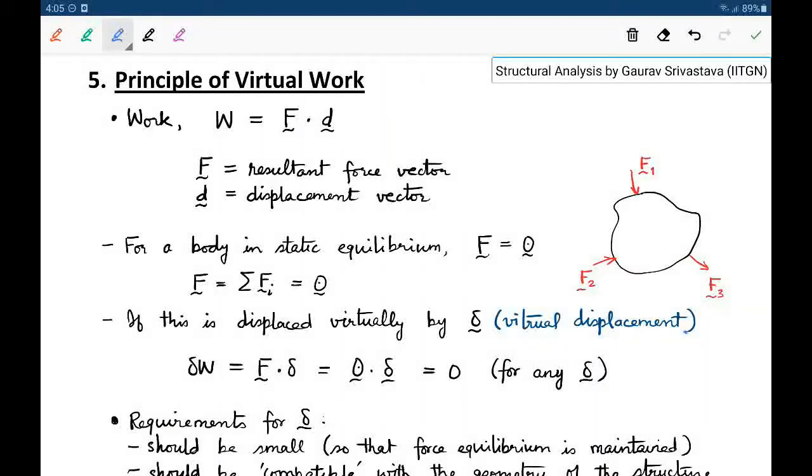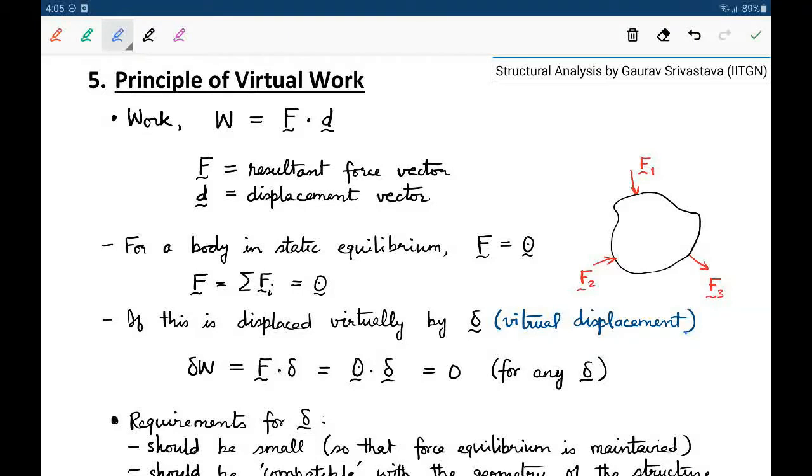In this session, we will discuss the principle of virtual work. This is one of the most fundamental concepts in mechanics or in analysis, and it is extremely powerful in considering a large number of problems that arise in mechanics.